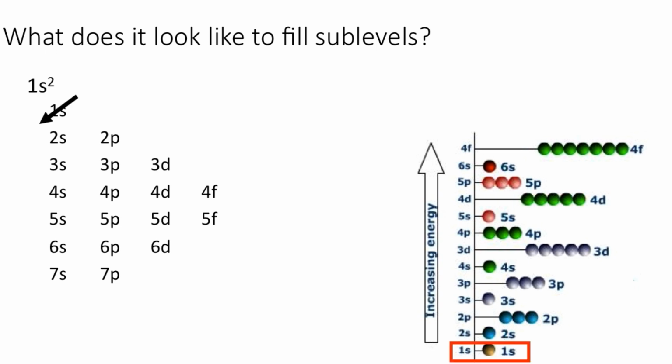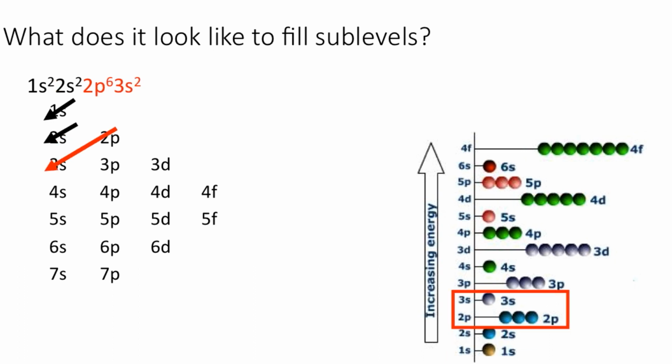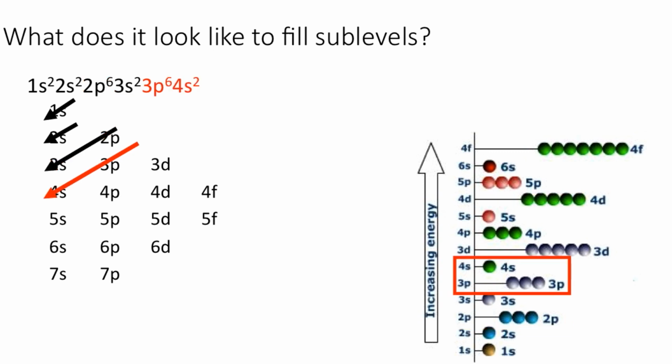So remembering back to the examples we just did, the 1s sublevel is going to fill first. Notice how I've written the configuration up top, as well as with the 1s2, representing that 2 electrons fit within that 1s sublevel. Next comes our 2s sublevel with 2 more electrons, then 2p with 3 orbitals, and therefore 6 electrons, followed by 3s with 2 more electrons, then the 3p sublevel with 6 electrons, and the 4s sublevel with 2 more electrons.